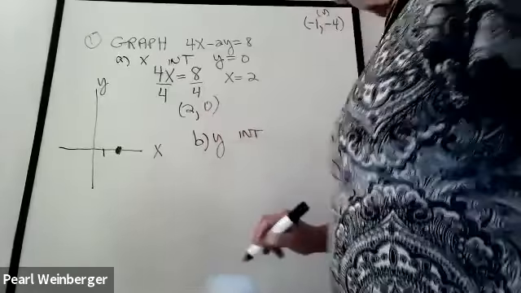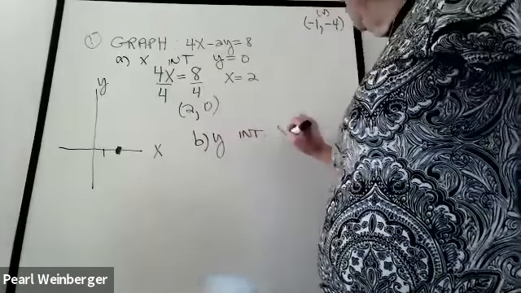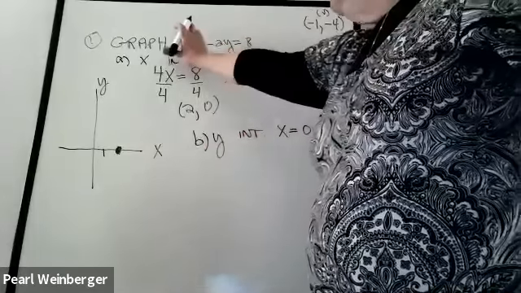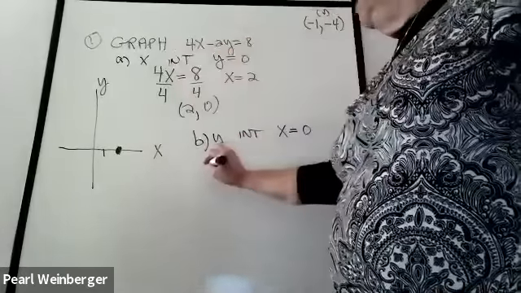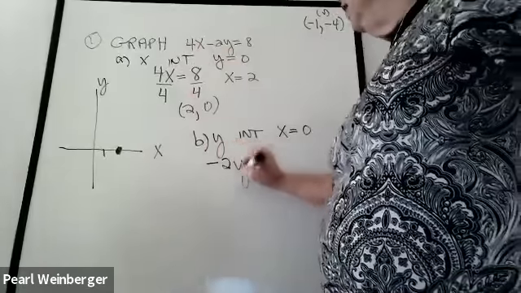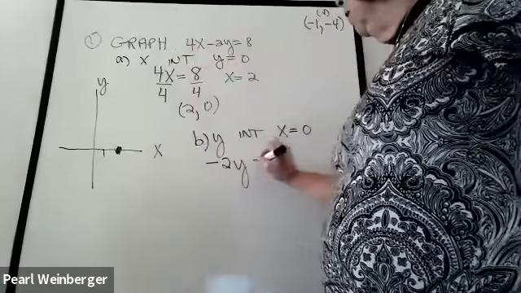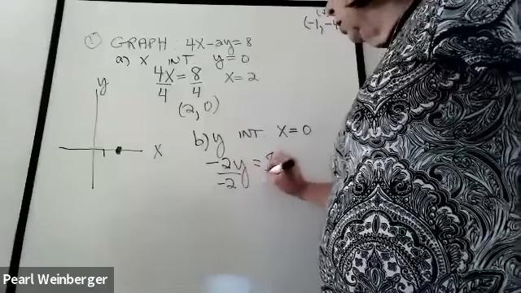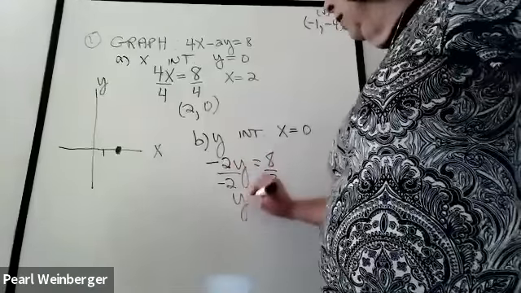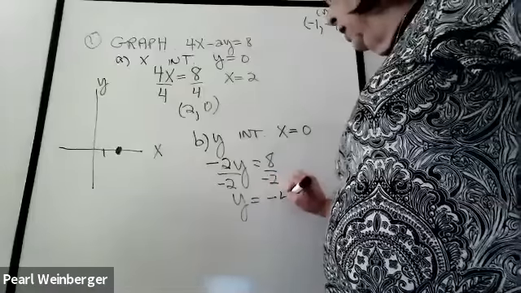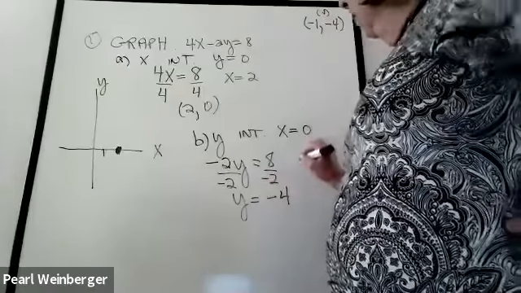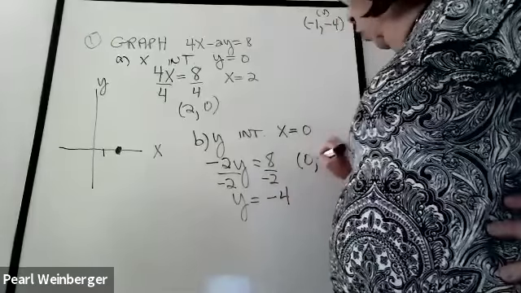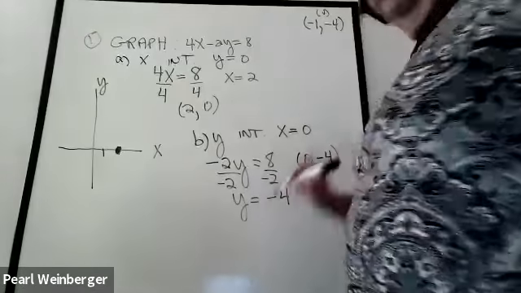To find the y-intercept, we have to let the x equal 0. So in this equation, this is going to drop out, and I'll be left with -2y, because the x part is 0, equals 8. When I divide by -2, it gives me y equals 8 divided by -2, which is -4. That means my y-intercept is x is 0, y is -4.